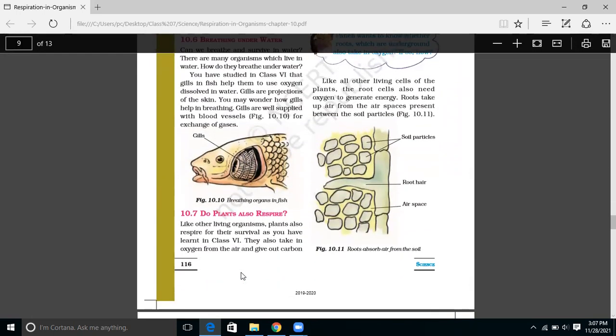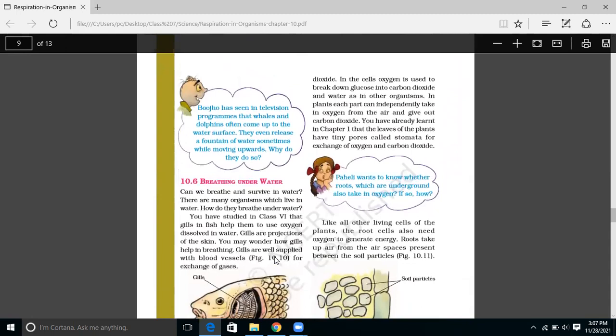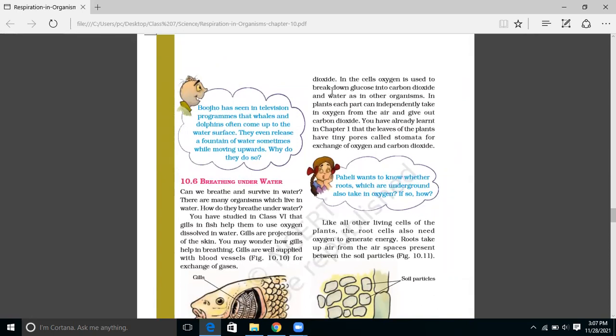Today we'll see about plants. So how do plants respire? Now we know, like other living organisms, plants also respire for their survival. They take in oxygen from the air and give out carbon dioxide. So in the cells, oxygen is used to break down glucose into carbon dioxide and water as in other organisms. So we know that oxygen is used to break down glucose into carbon dioxide and water. This is an aerobic respiration.